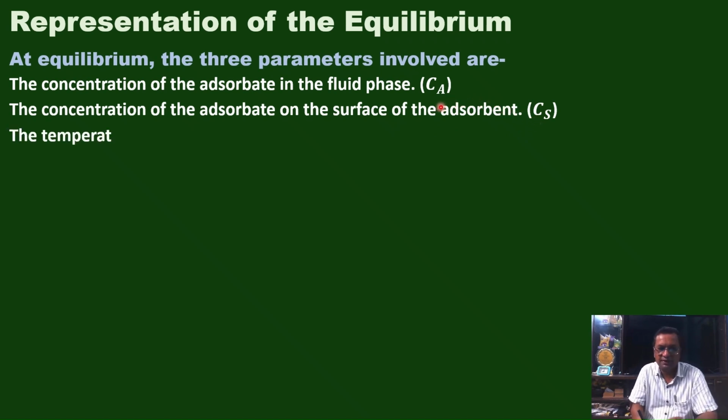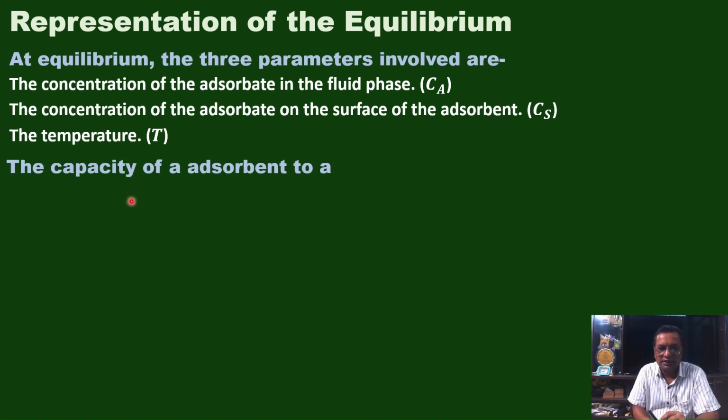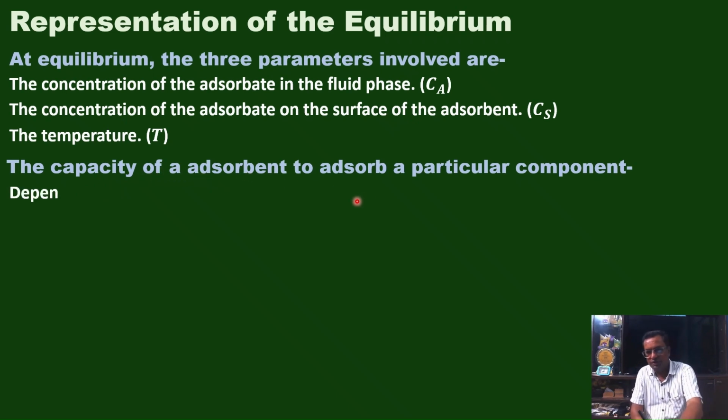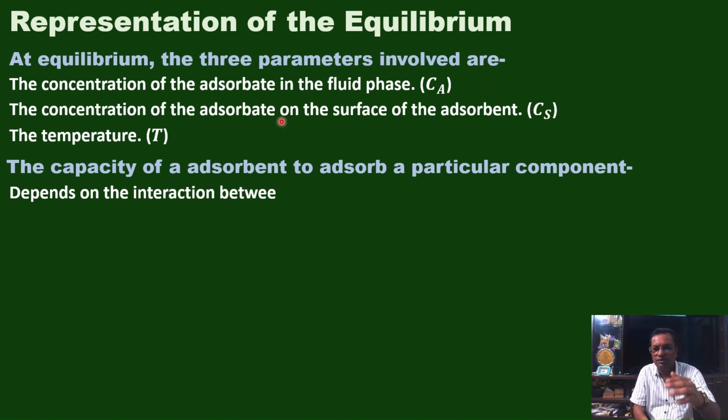And the third parameter that is important in this case is the temperature, T. Now, when you have these three parameters, they decide the capacity of the adsorbent to adsorb a particular component. It depends on how these three parameters interact among themselves. The point is, the capacity of an adsorbent to adsorb a particular component depends on the interaction between the above listed parameters.